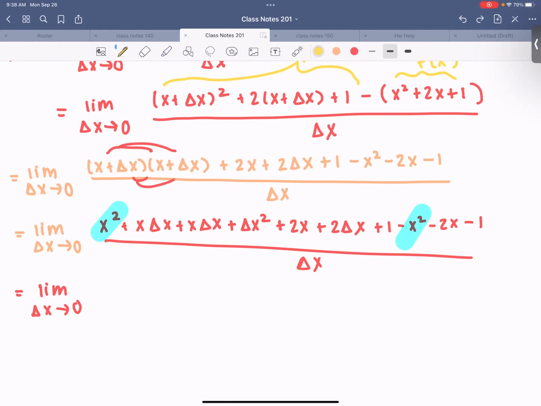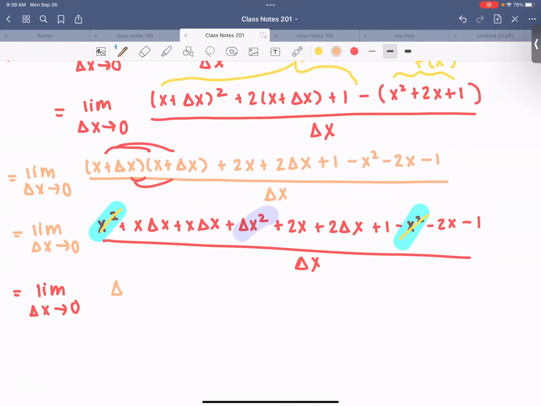There's a lot of stuff going on here. Okay, so let me cancel out the x squares. The only other squared thing I have here is the delta x squared. And well, I can write that one down, right? Let's do delta x squared.